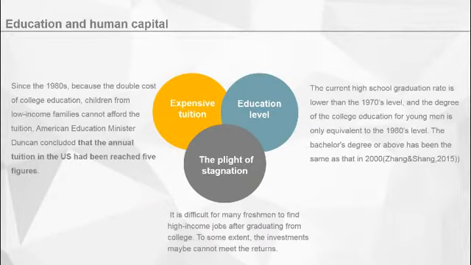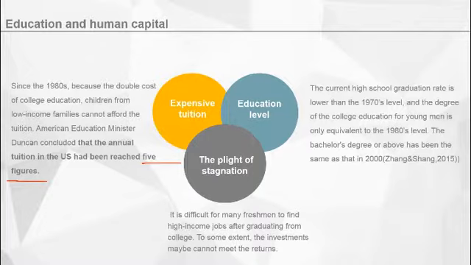We all know that human capital is very significant to a country's economic growth, and one of the standards for measuring human capital is education. Now I put forward three problems of the United States. The first one is expensive tuition. The education ministry says that the annual tuition in the U.S. has reached five figures, which means that not every child in the United States can afford the fees.